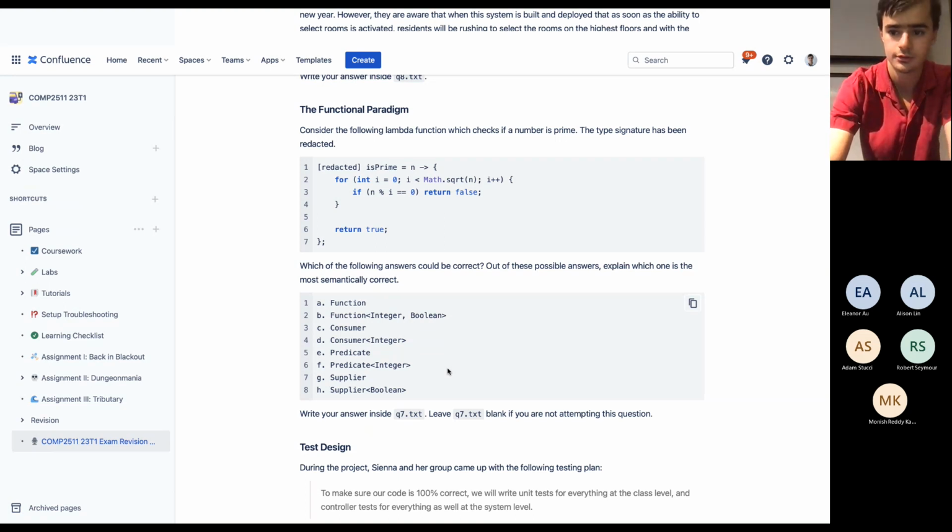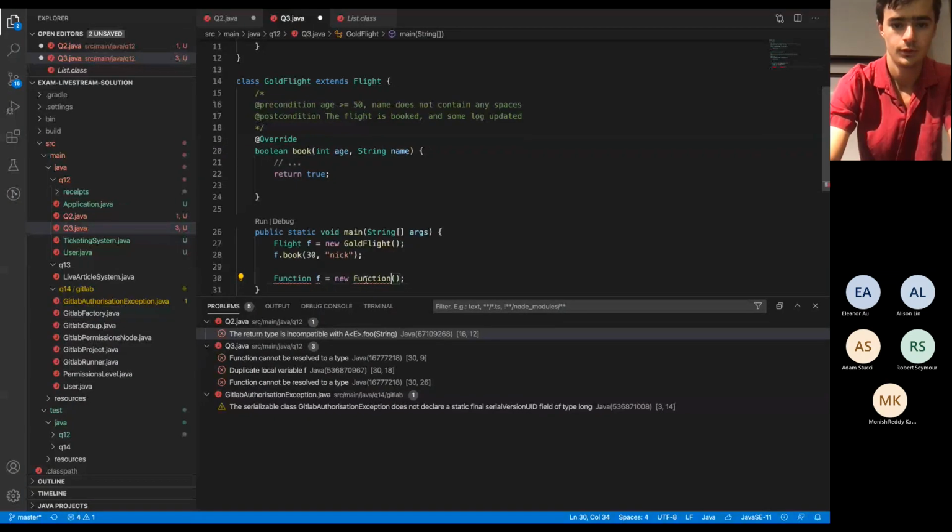Sorry, I need to switch my screen share again. Window Q3. And I need to import function for that to work.